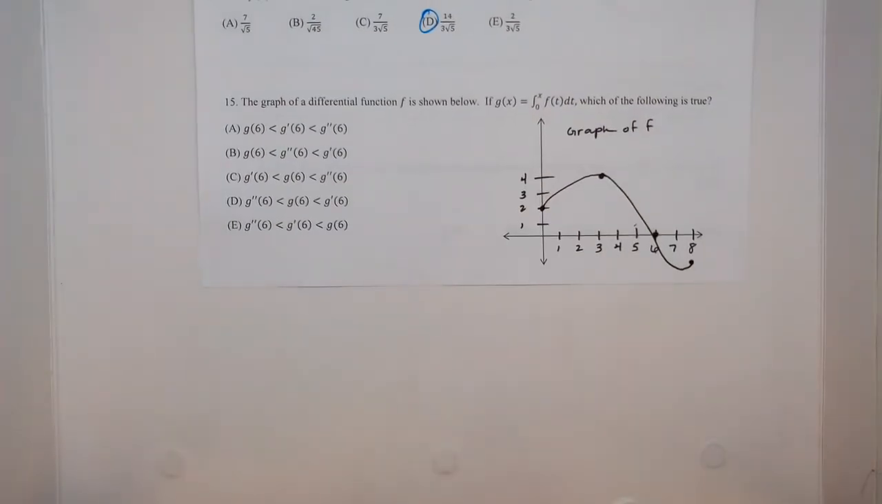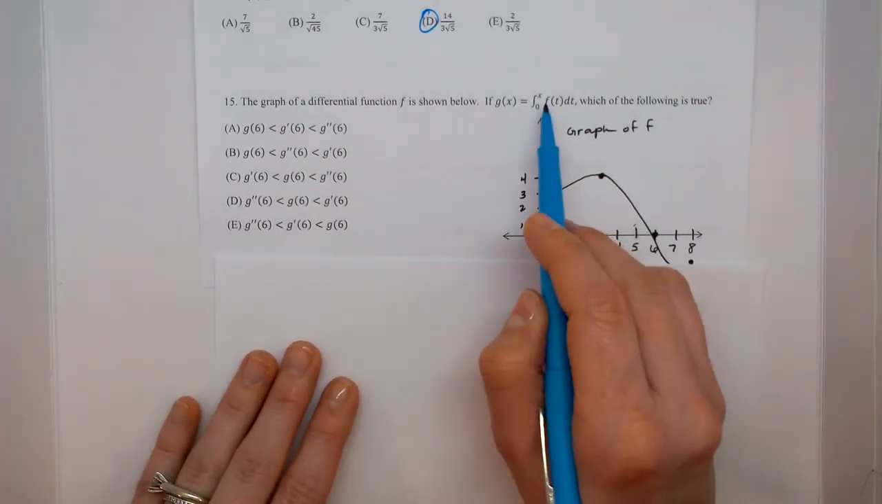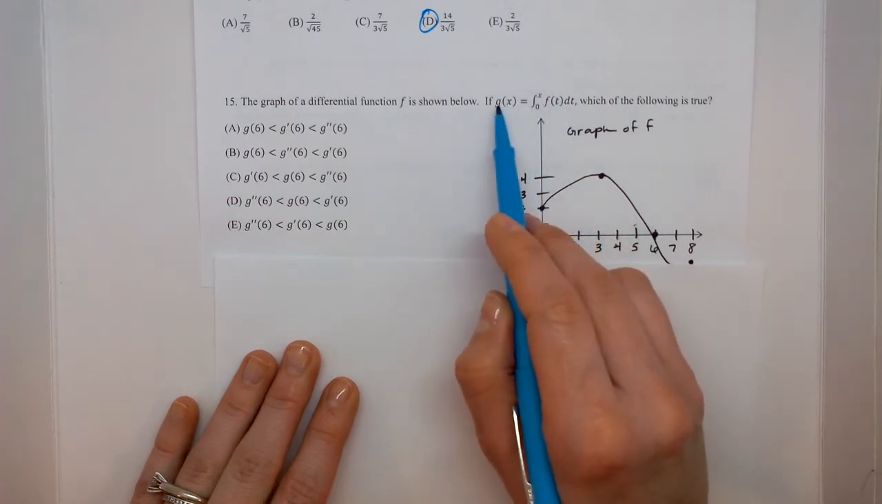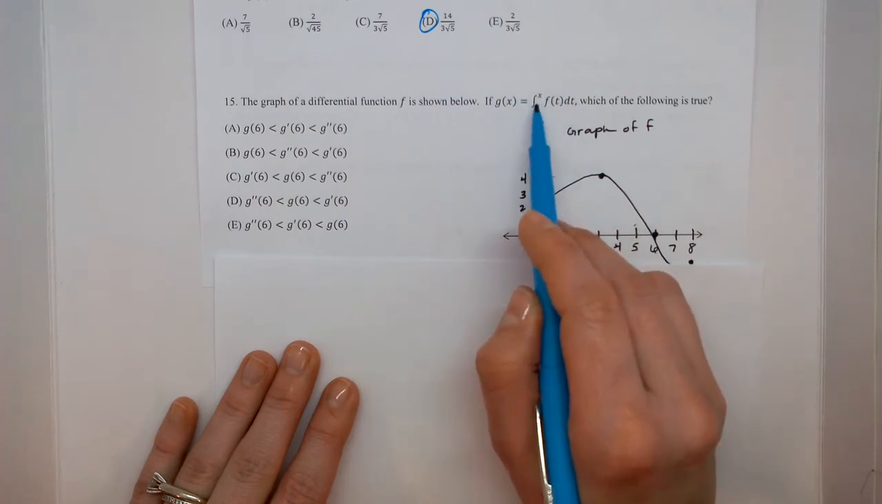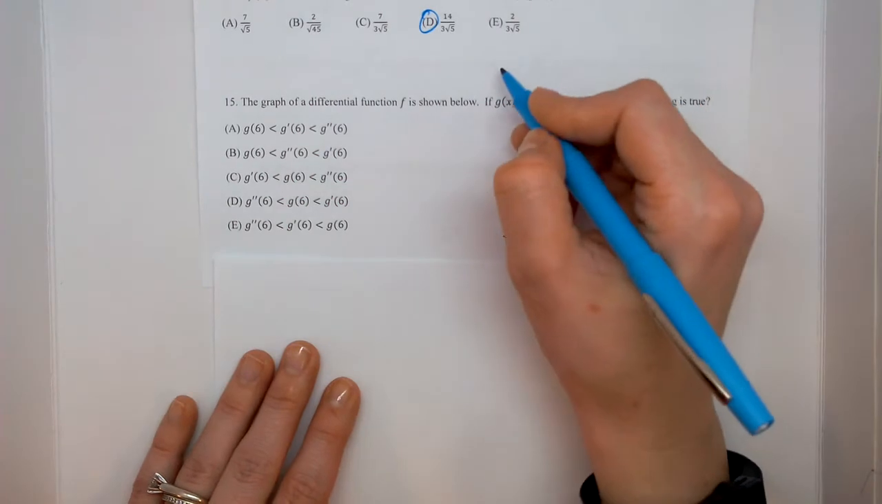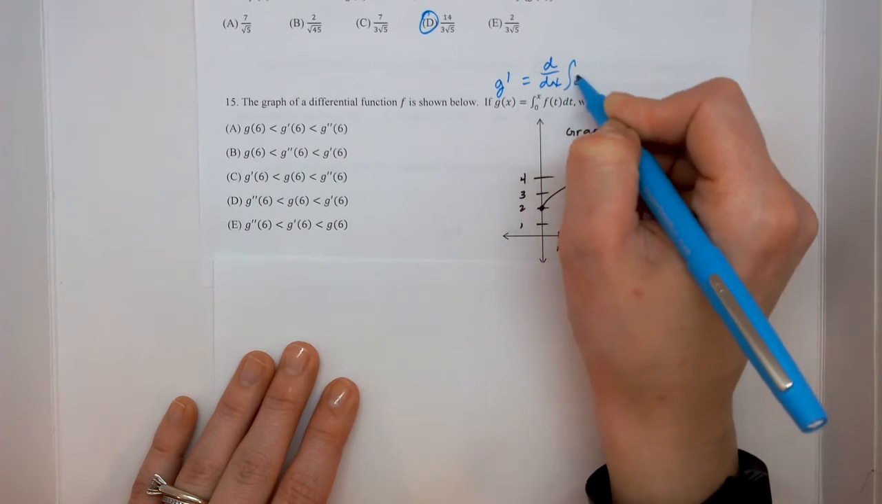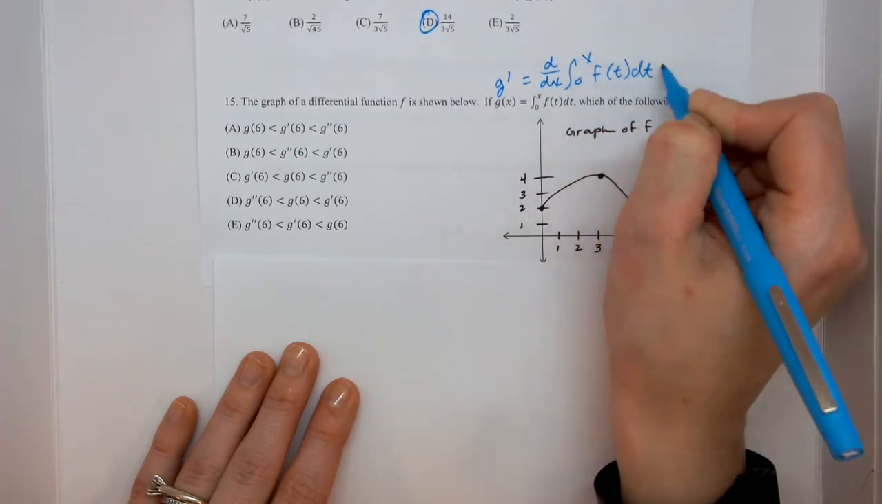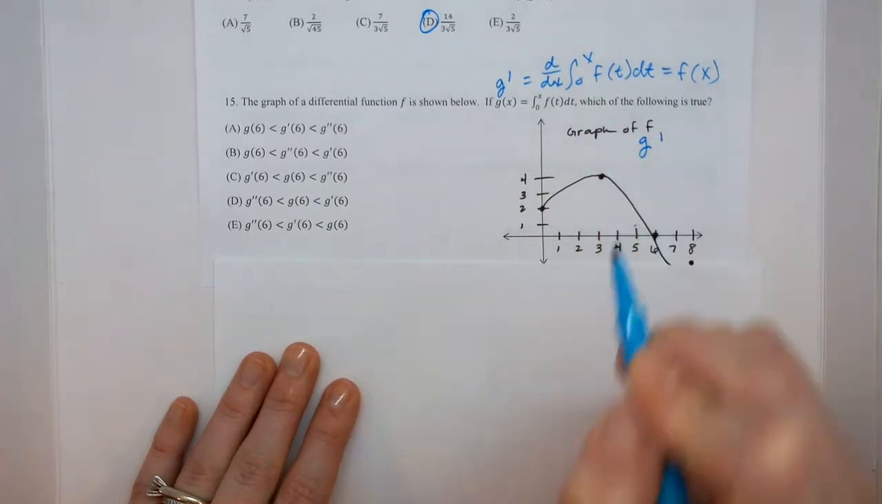Okay, let's look at 15. The graph of a differentiable function, f, is shown below. If g of x is the integral from 0 to x of f of t dt, which of the following is true? Okay, so the relationship between g and f is shown here. If I differentiate g, that's going to give me f of x. Again, when you see x's and t's mixed together with this integral here, I'm thinking fundamental theorem. So g prime is equal to the derivative of f of t, which is f of x. Okay, so this is also the graph of g prime.